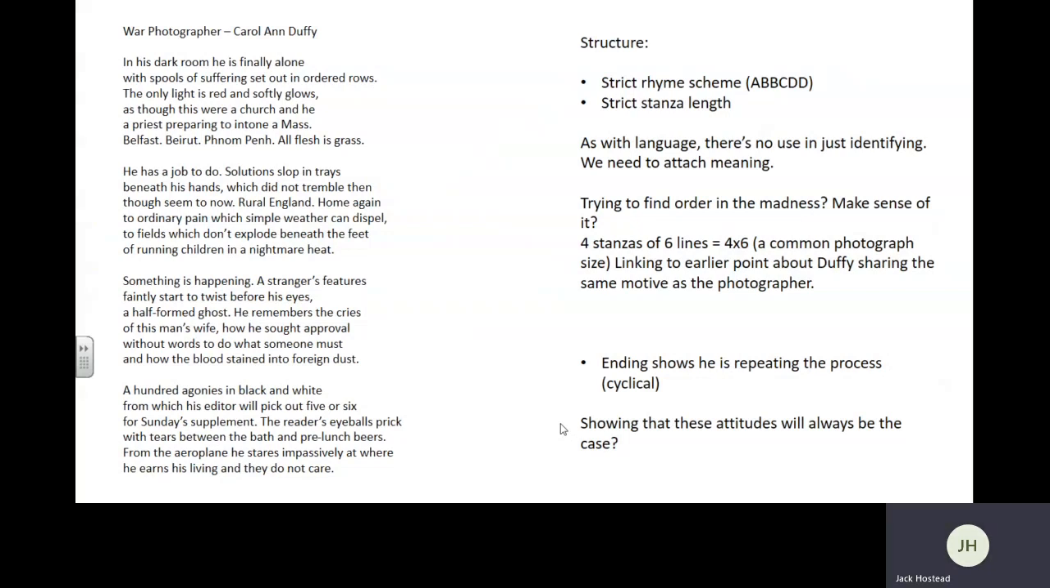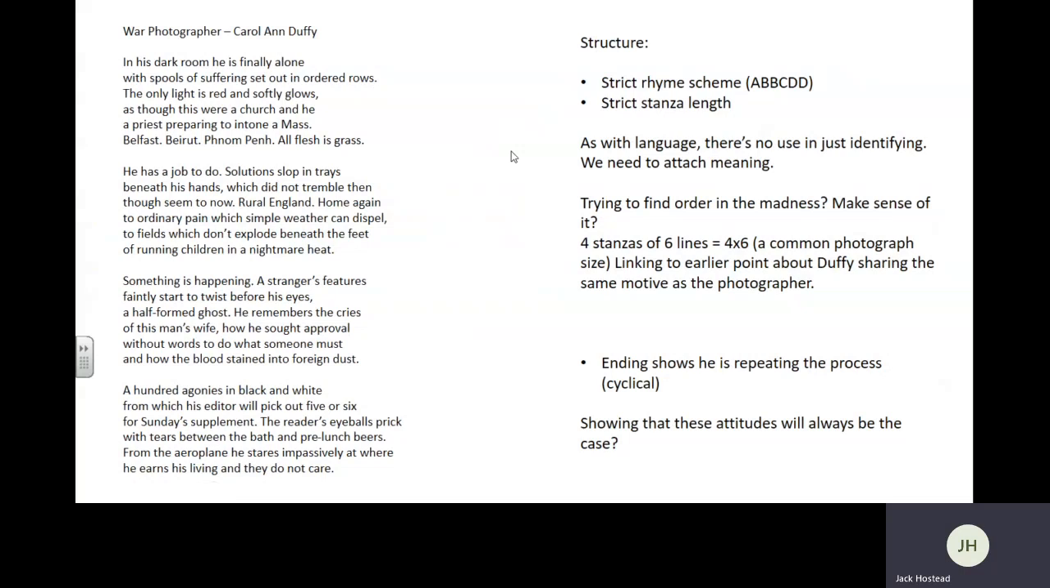So we could interpret it this way. Is the war photographer perhaps, or is Duffy, structuring it like that to reflect that he's trying to find order in the madness, like what we talked about with the ordered rows and the war graves? Is he trying to make sense of it?